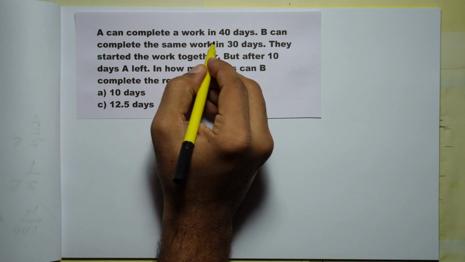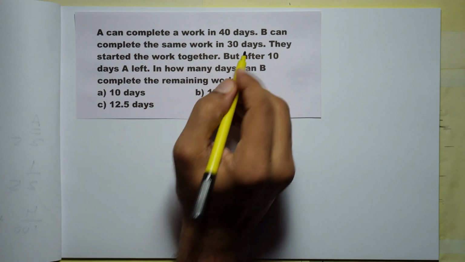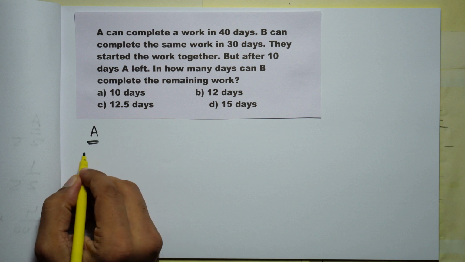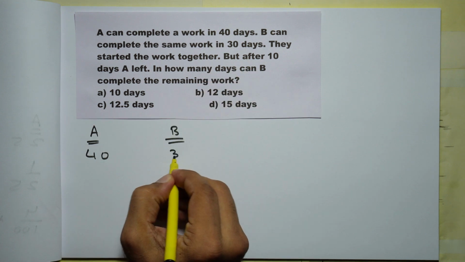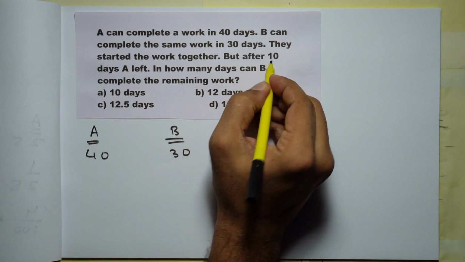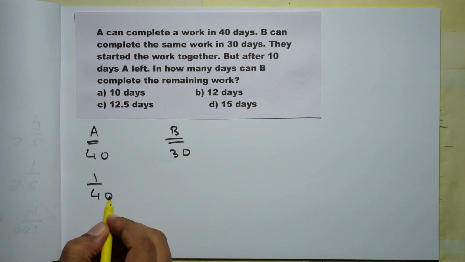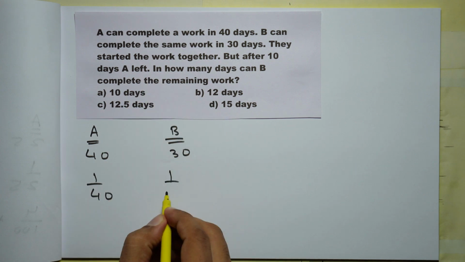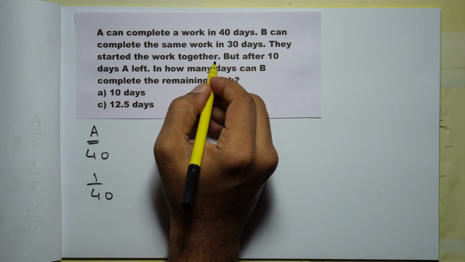A can complete a work in 40 days. B can complete the same work in 30 days. So A can do a work in 40 days. B can do the work in 30 days. They started the work together, but after 10 days A left. So every day A will do 1 by 40th of the work and every day B will do 1 by 30th of the work. Now they started the work together.